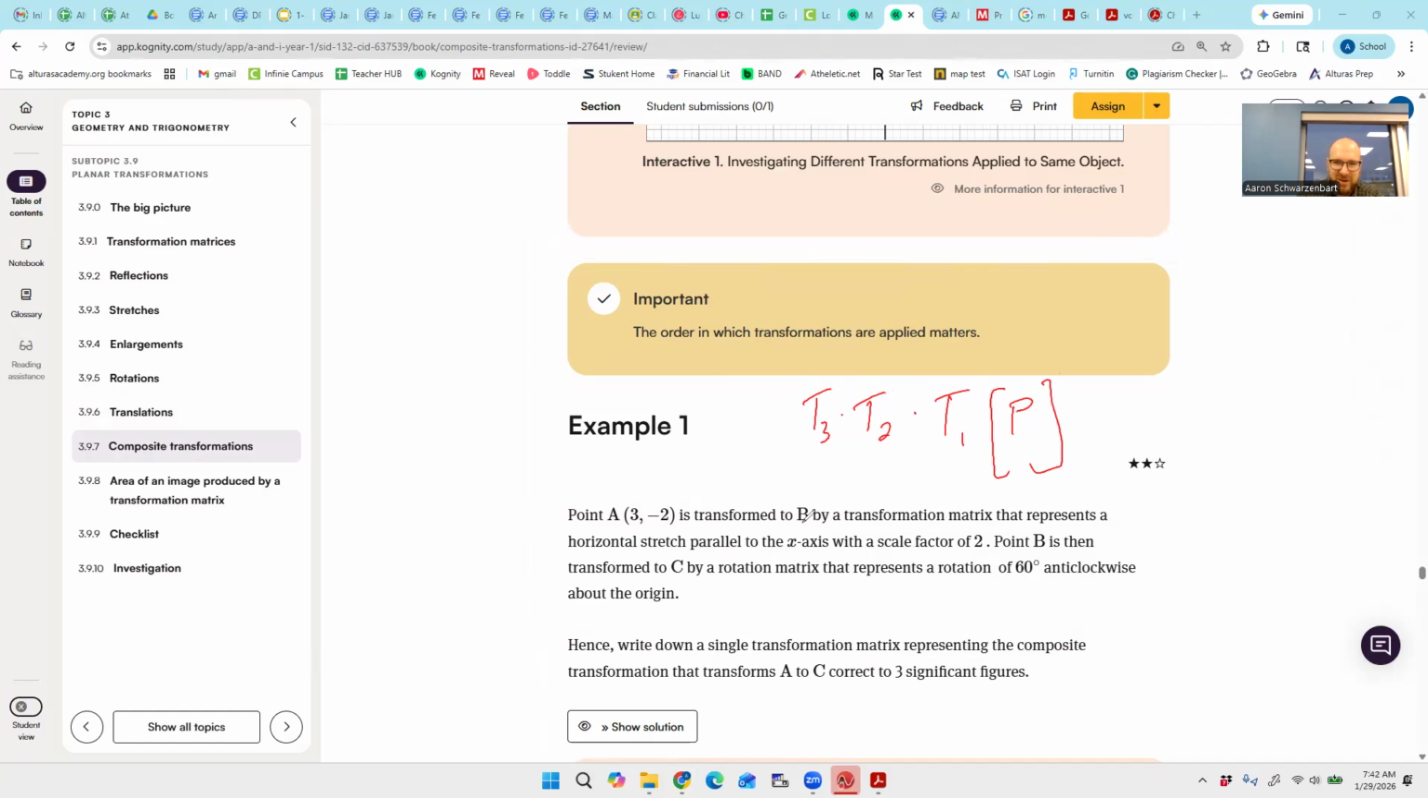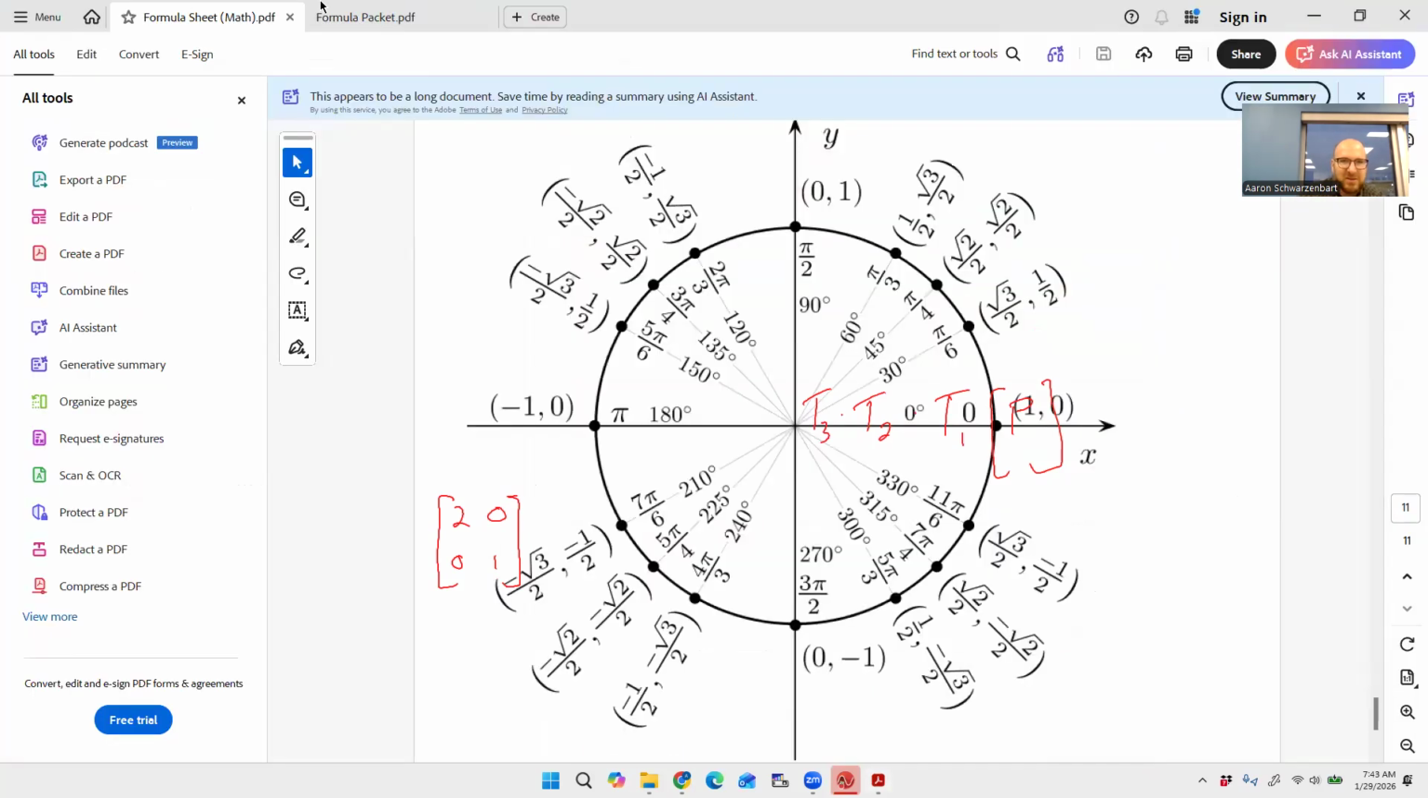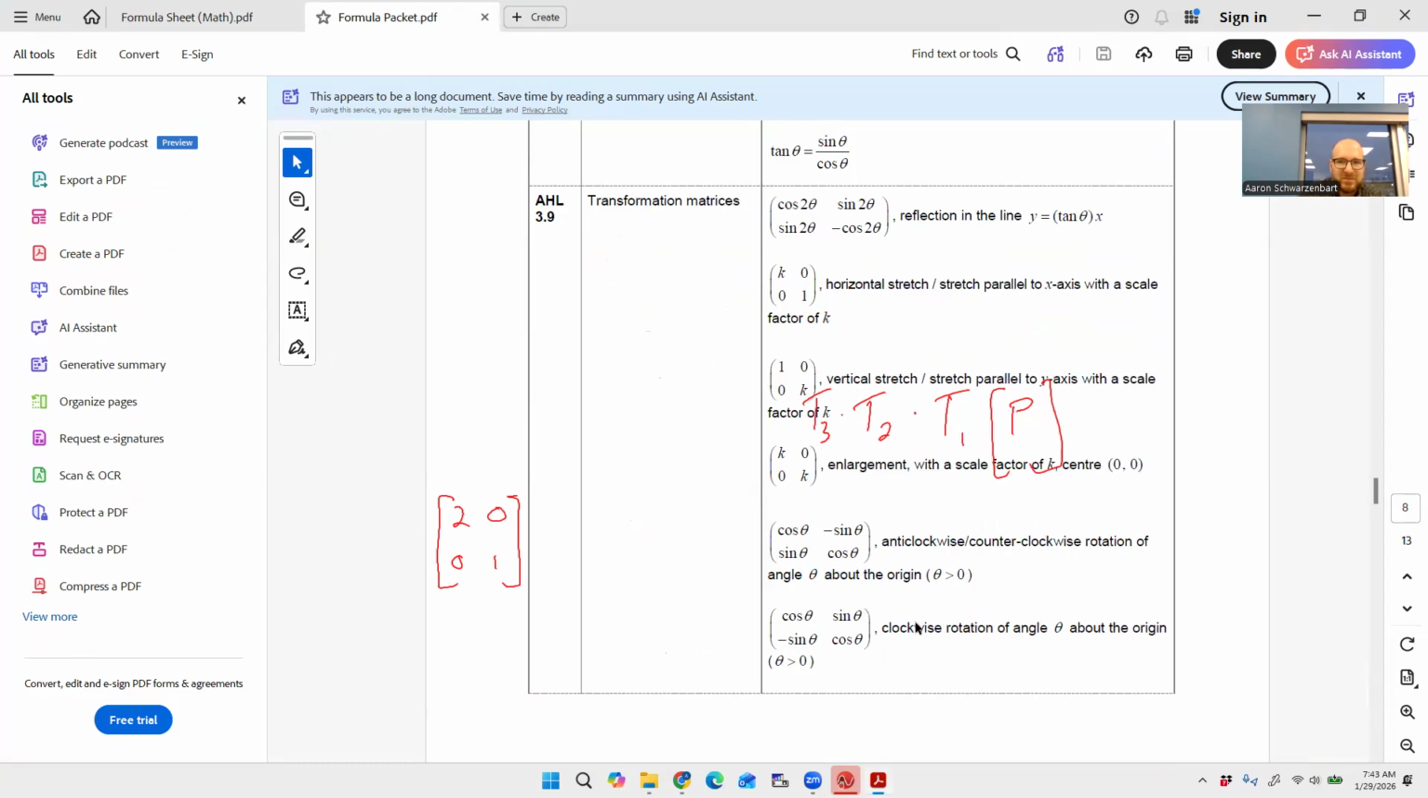Point A is transformed to B by a transformation matrix that represents a horizontal stretch of the x-axis with scale factor 2. The point B then is transformed to C by a rotation matrix represented by 60 degrees. Write down a single transformation. So it's a horizontal stretch transformation, which can be represented by 2, 0, 0, 1. And we know that because we go look at our formula packet. And we see horizontal stretch k, 0, 0, 1, k being the scale factor of 2.